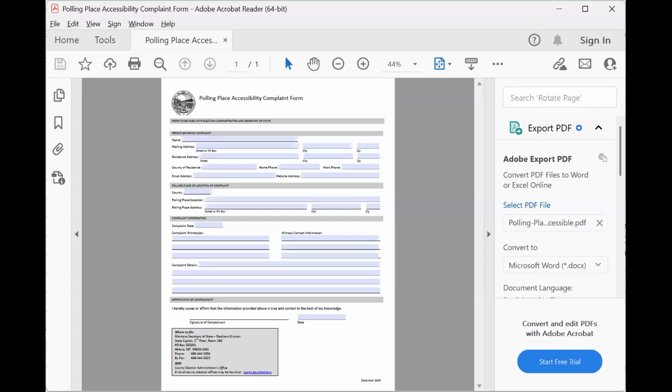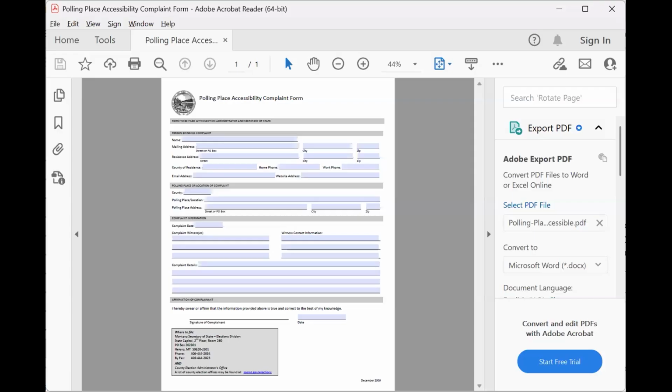Form to be filed with Election Administrator and Secretary of State, heading level 2. Polling place or location of complaint, heading level 2. Complaint information, heading level 2. So you can see here, using the headings, I can jump to all of the various sections of this document, which I couldn't do on the first one since it had no headings.